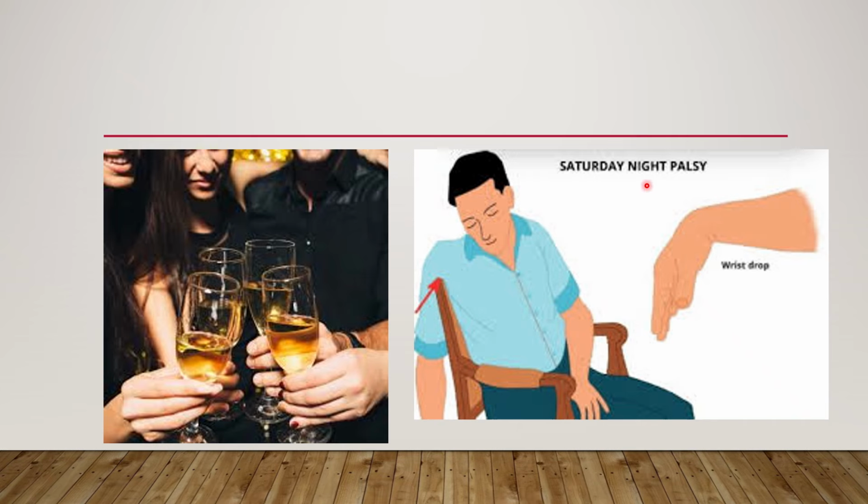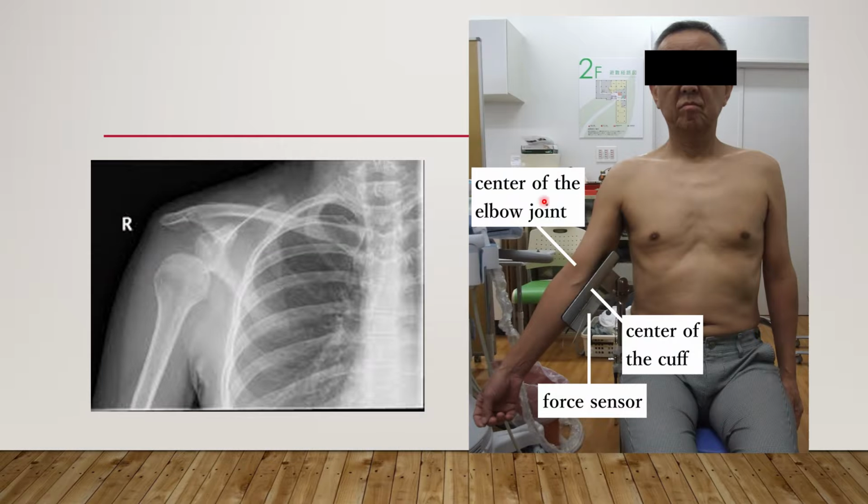Okay, so here it is given as a clinical condition called Saturday night palsy. So why is it called Saturday night? Usually people go to the pub and take alcohol during Saturdays. That's why it is called Saturday night palsy. Okay, what is the cause for this? What is the reason for this? All that we'll be seeing in the next slide.